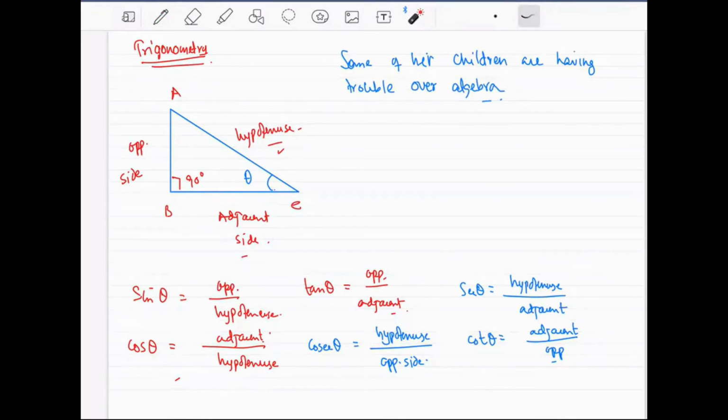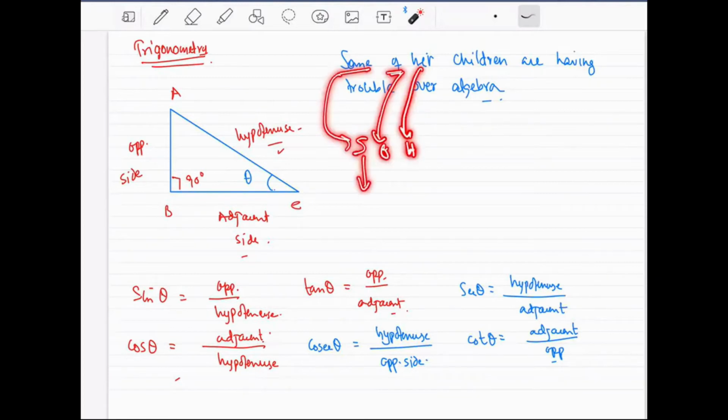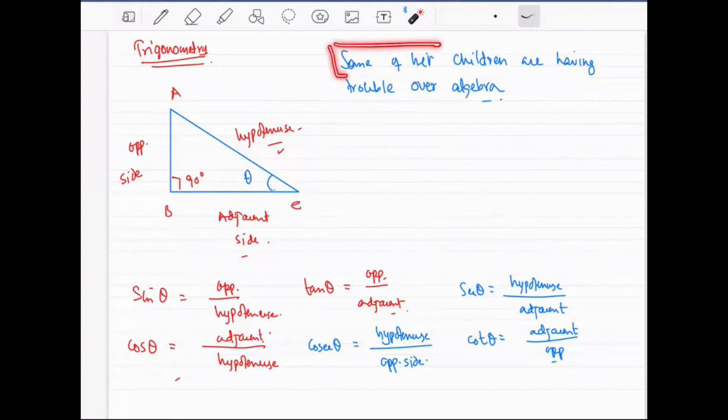What you are supposed to do is take only the starting letters of each of the words. Some starts with S, of starts with O, her starts with H. So you can think of the formula like this: S represents sine theta, O represents opposite, which will come first, H represents hypotenuse, which will be the denominator. So these first three words right here represent the formula for sine theta.